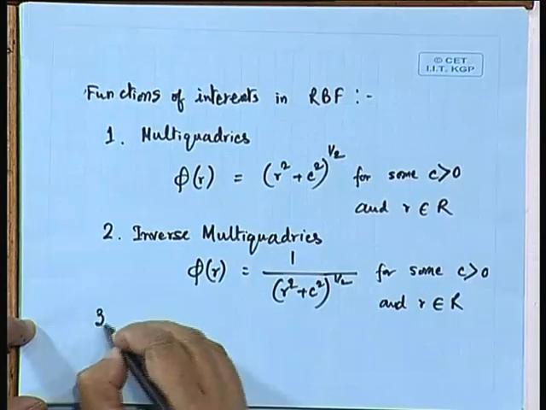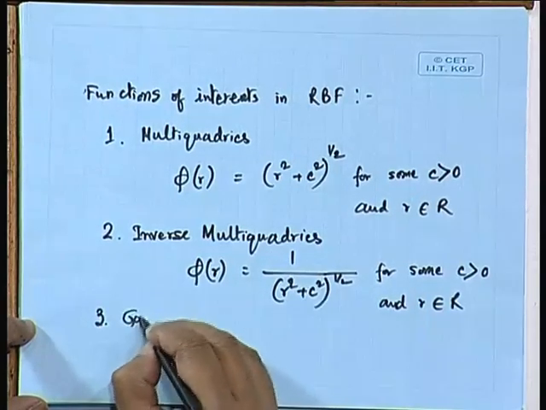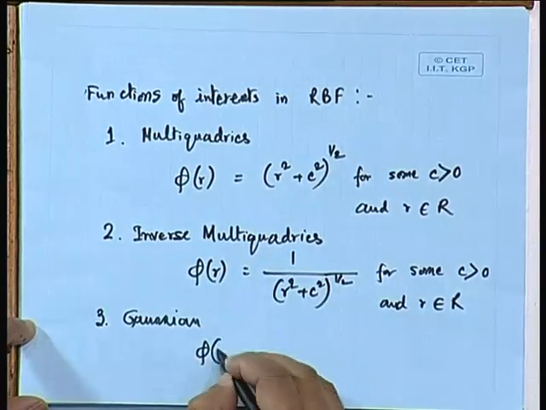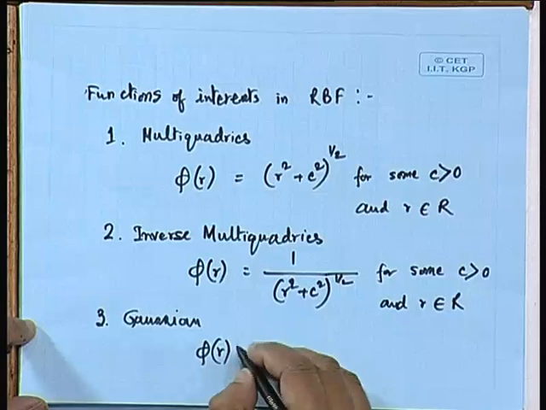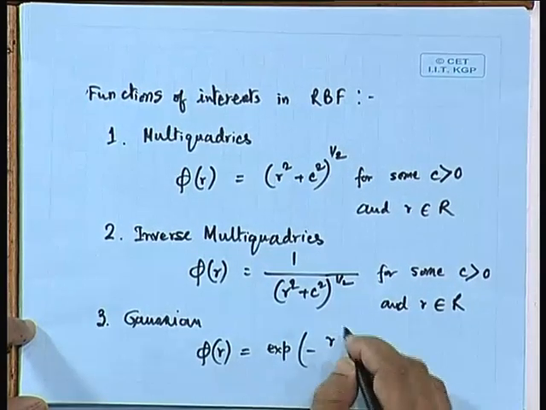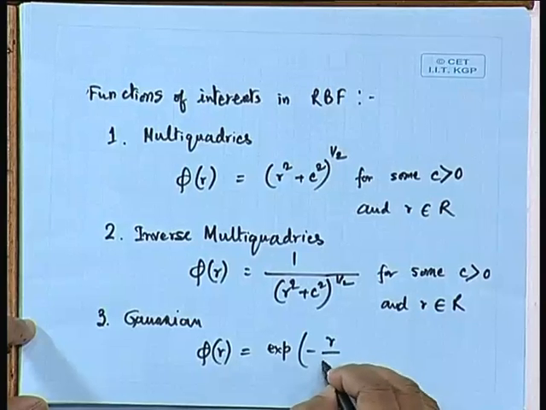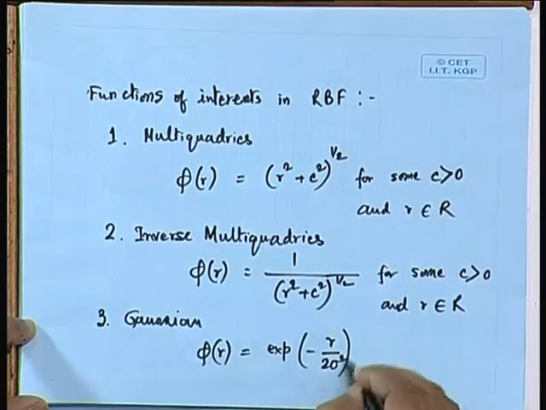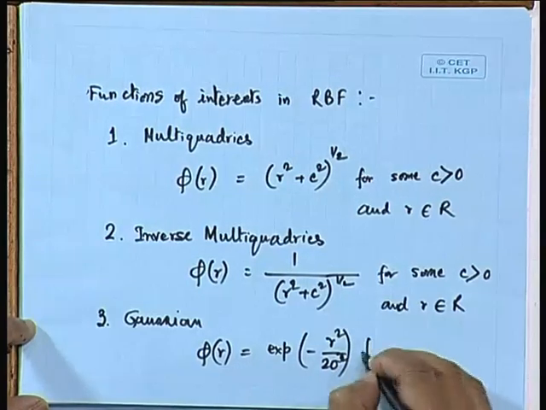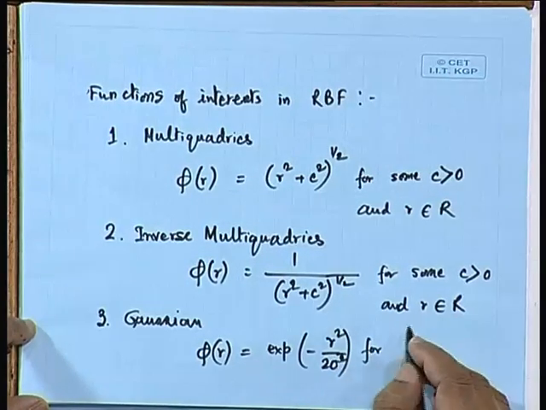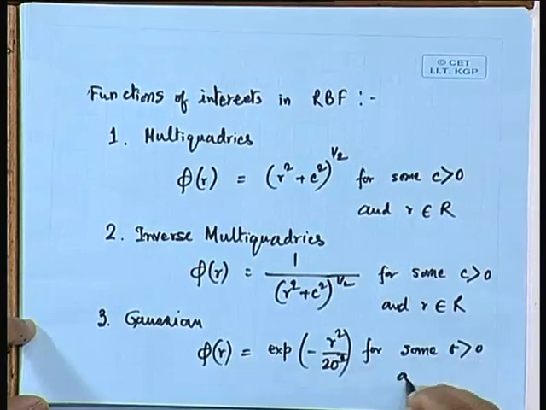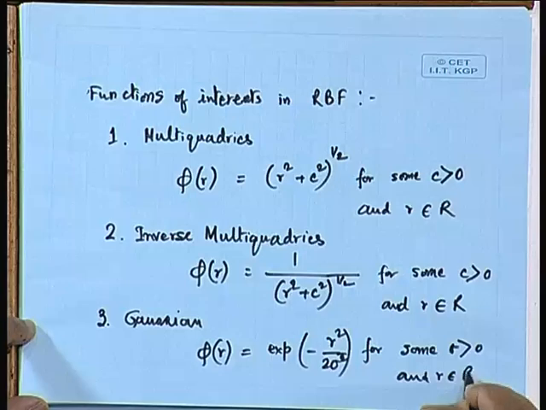And then the third is of course the very popular Gaussian basis function. So, for the Gaussian basis function, in the R space, phi(r) is equal to exponential to the power minus r square by 2 sigma square, sorry, yes, I realized there was some mistake, for some sigma greater than 0 and r belonging to R.